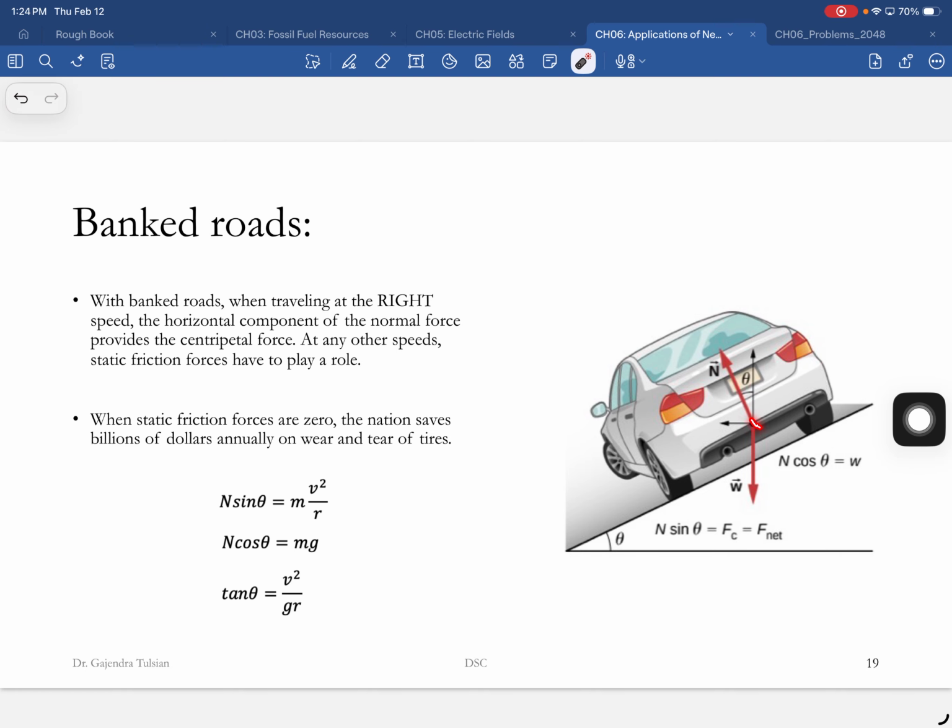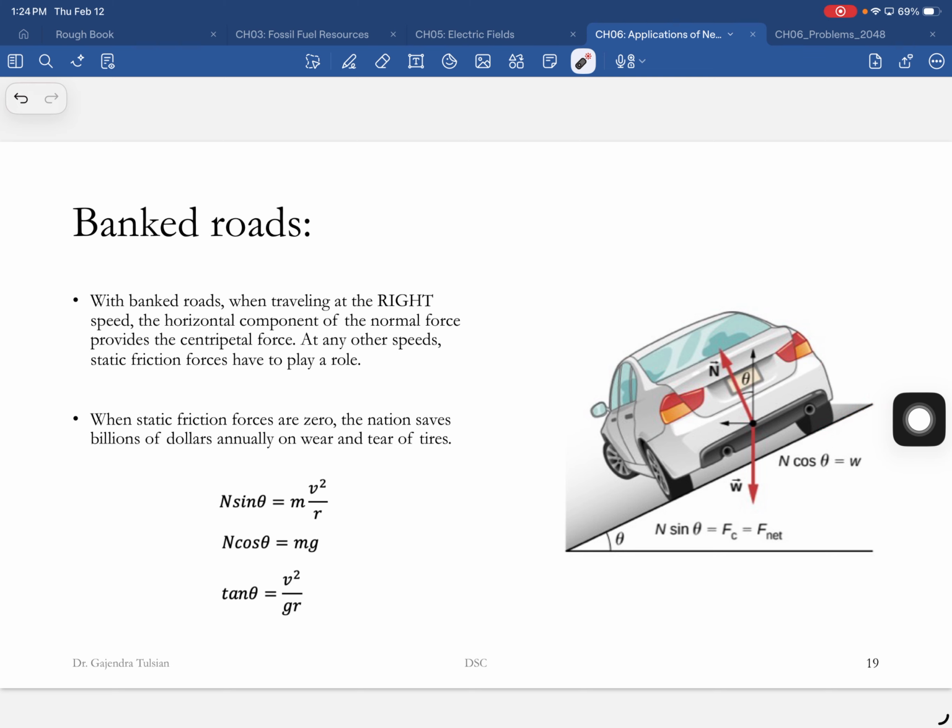Now the normal force is greater than the weight because the normal force is perpendicular to the bank. This component of the normal force is balancing the weight, and this component of the normal force is providing the centripetal force. Now this happens only at one speed. If you go too fast, then you would have to use static friction force. If you go too slow, you would have to use static friction force in the other direction.